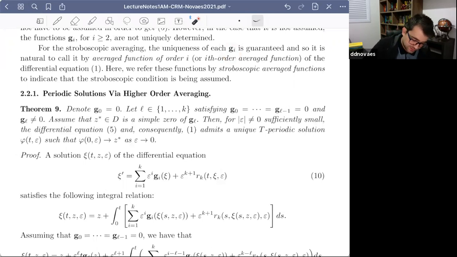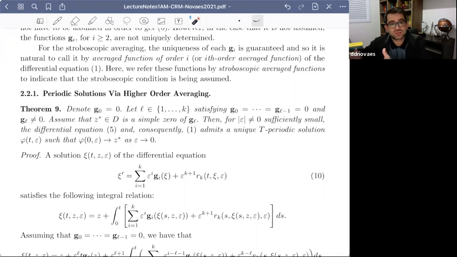Okay, so these theorems, which are very analogous to the previous ones, also hold for higher order averaged functions. So denote g0 by 0, just for the sake of simplicity, and let L be the index of the first non-vanishing averaged function. Okay, we have our difference equation in the standard form. We can compute the first order average function, and it could be identically 0.